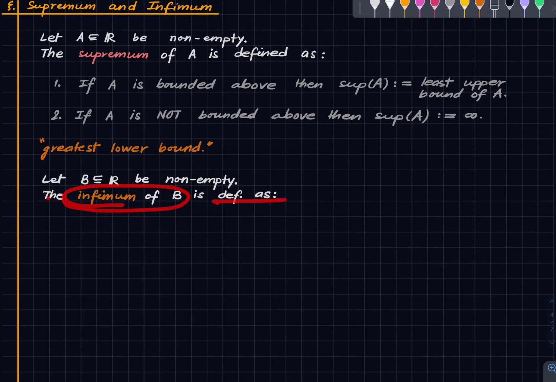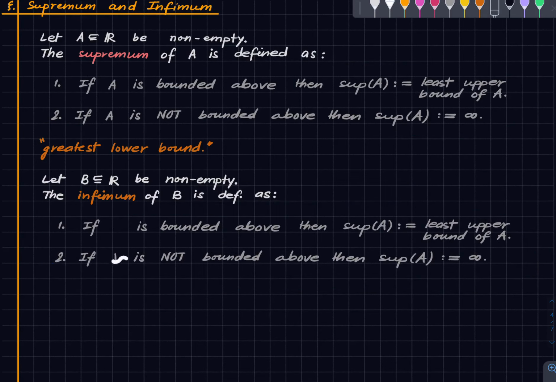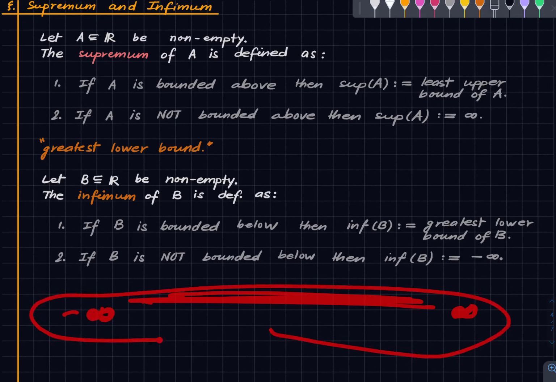The infimum of B is defined verbatim as above, but the above will become below and so on. So if B is bounded below, then infimum of B is defined as the greatest lower bound of B. And if B is not bounded below, then we define the infimum of B as minus infinity. Now, it's not like there is some algebra happening here. It's just another symbol. Of course, you can think of infinity, if this is the way you think of the real line, as something sitting over here and minus infinity as something sitting over here. But do not think anything more than that about it.